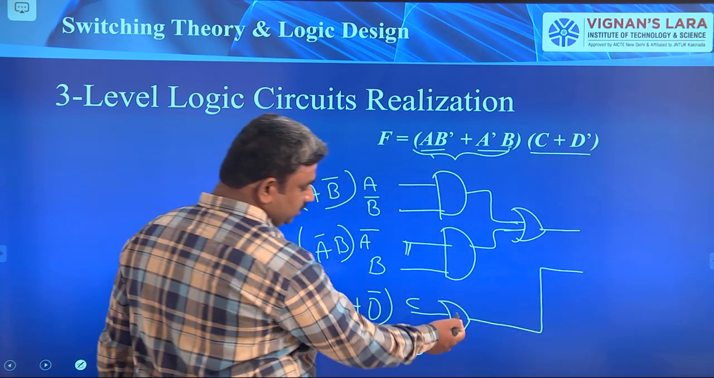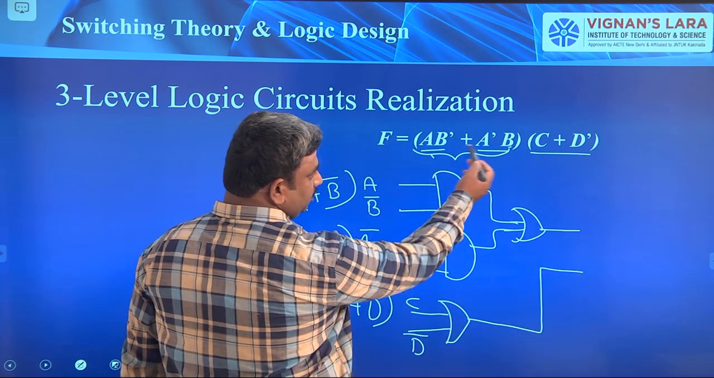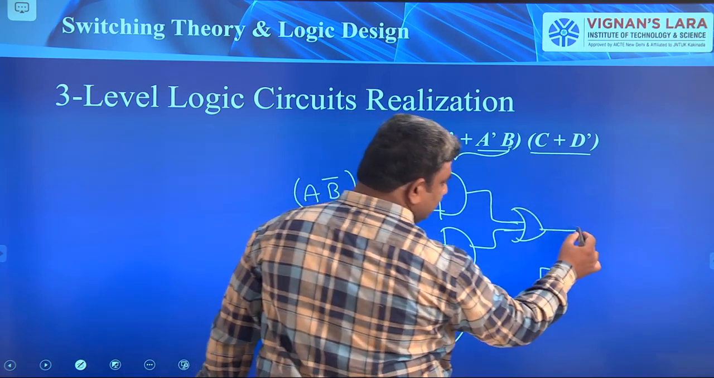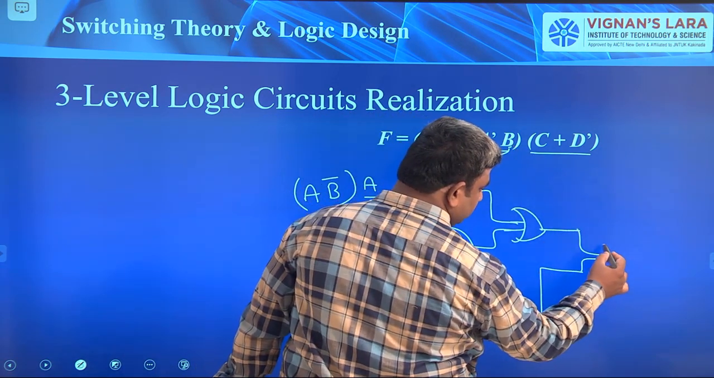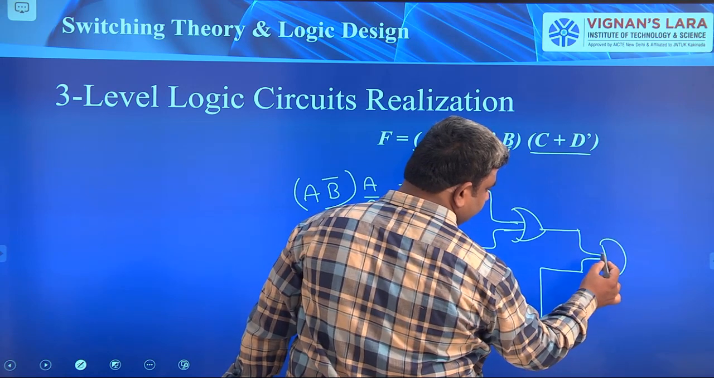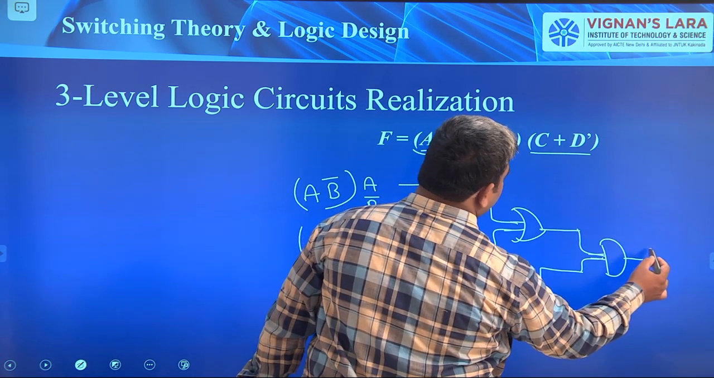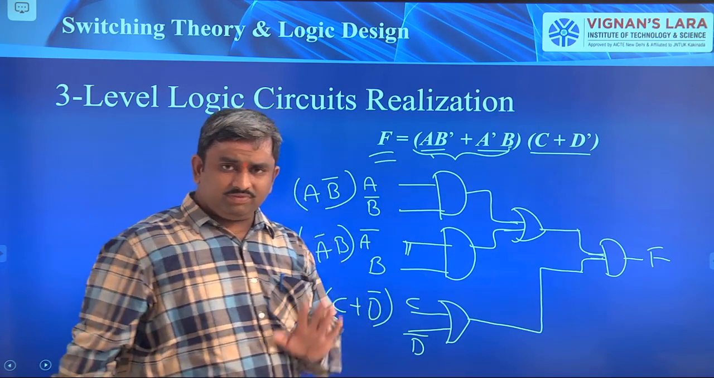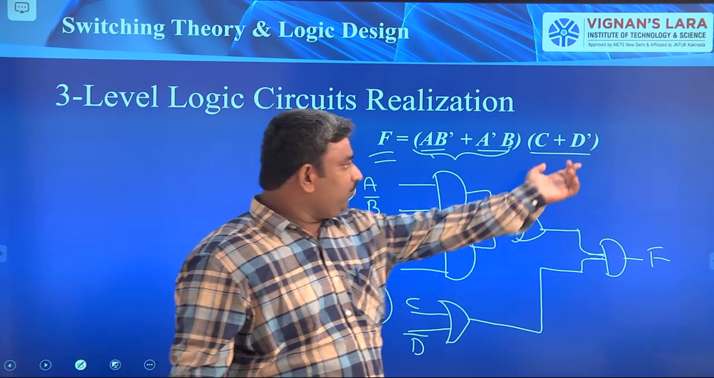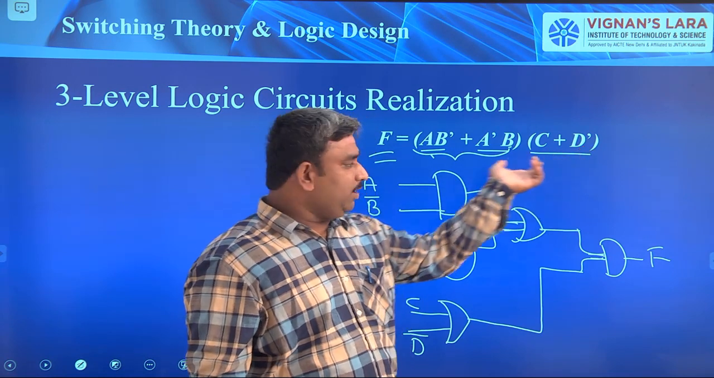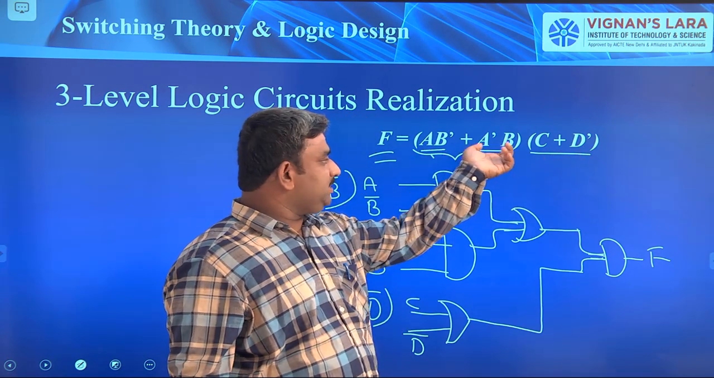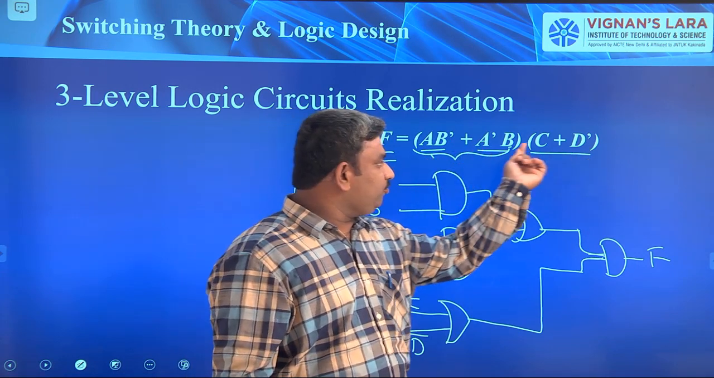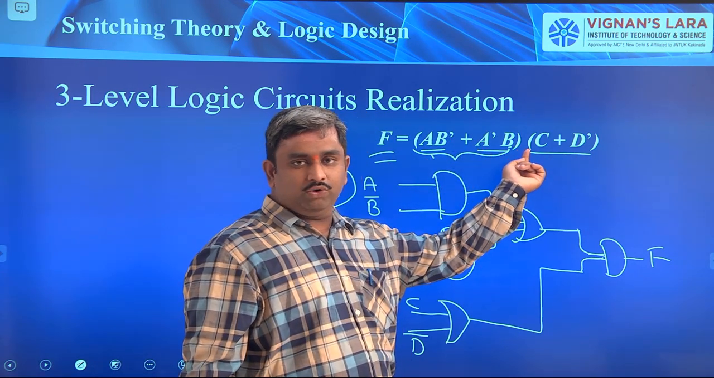This is the OR gate output, and this is the sum of A B bar plus A bar B. You have to multiply them, that is, use a product term. This is the product term, and this is the final output F, the given function F. Here we have one term, C plus D bar, and another term, A B bar plus A bar B. These two terms we have to combine using an AND operation.